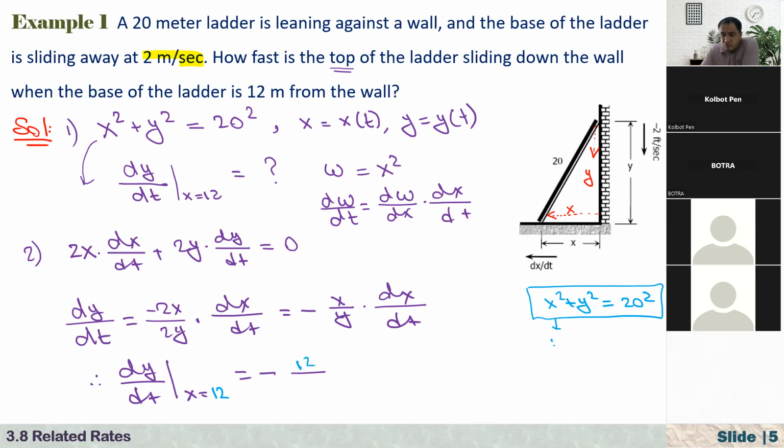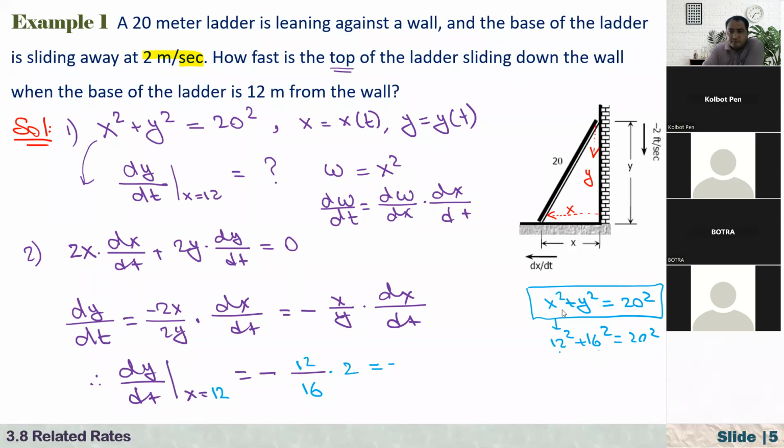So when x is 12, squared is 144, and y squared should be equal to 256, right? So that is 16 squared, as 12 squared plus 16 squared is equal to 20 squared. So when x equals 12, y must be equal to 16. And how about dx/dt when x equals 12? It is 2 meters per second, right? So that's equal to minus 24 over 16, and divided by 8, it is 3/2 meters per second.